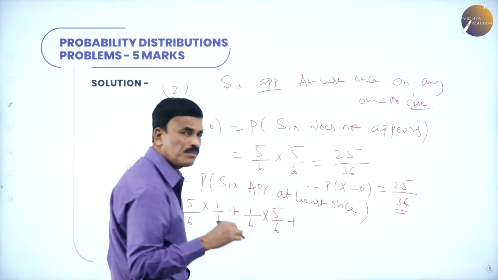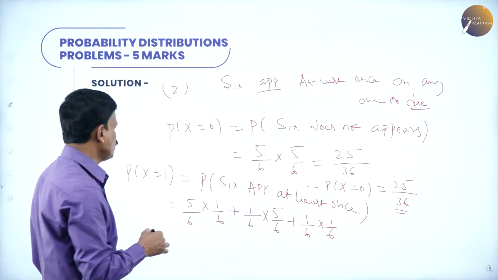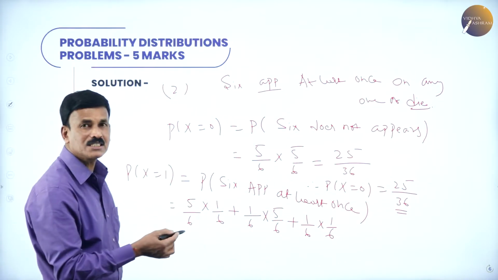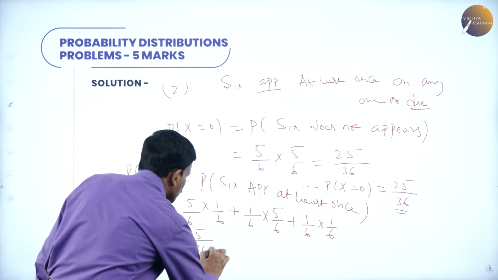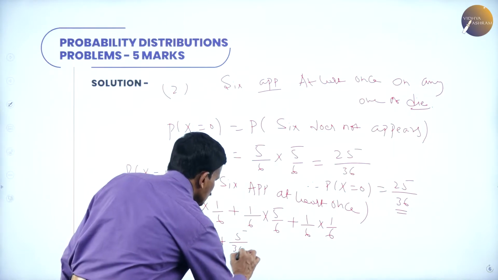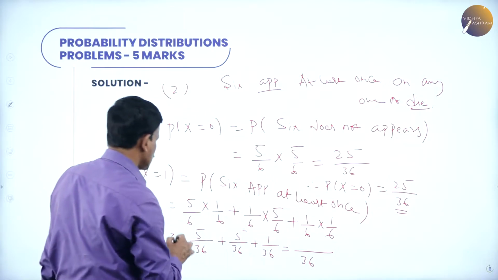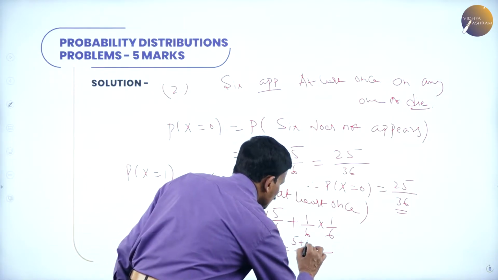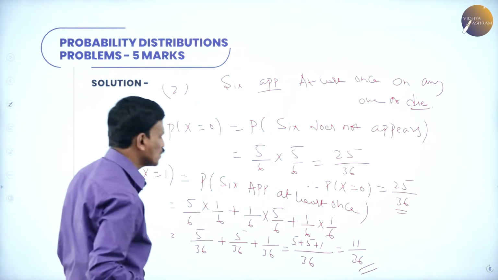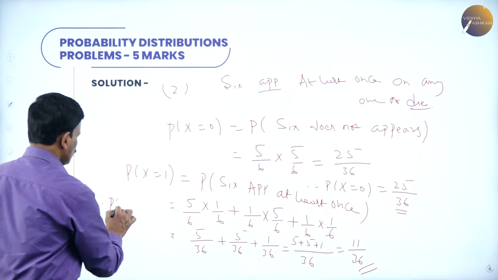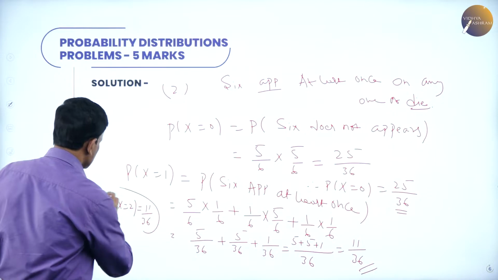Again, if the 6 appears in both the cases, 1 by 6 into 1 by 6. So 5 by 6 into 1 by 6 plus 1 by 6 into 5 by 6 plus 1 by 6 into 1 by 6. This is 5 by 36 plus 5 by 36 plus 1 by 36. Take LCM. 36 is the LCM. 5 plus 5 plus 1 is equal to 11 by 36. Therefore, the probability of x equal to 2 is 11 divided by 36 in the second case.